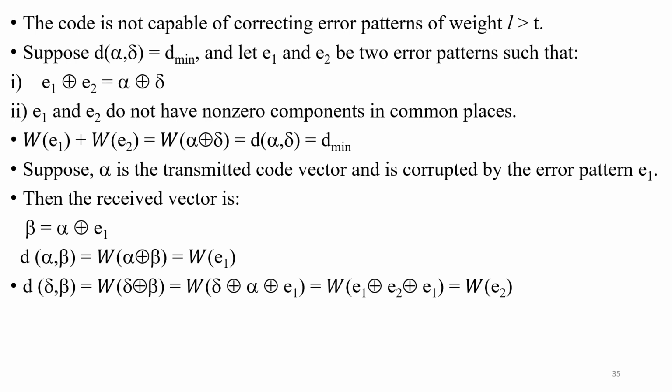Suppose alpha is the transmitted code vector and is corrupted by the error pattern E1. Then the received vector is beta equals alpha plus E1. D of alpha beta equals weight of alpha plus beta, which equals weight of E1. D of delta beta equals weight of delta plus beta, which equals weight of delta plus alpha plus E1, and this is equal to weight of E1 plus E2 plus E1, and this is equal to weight of E2.